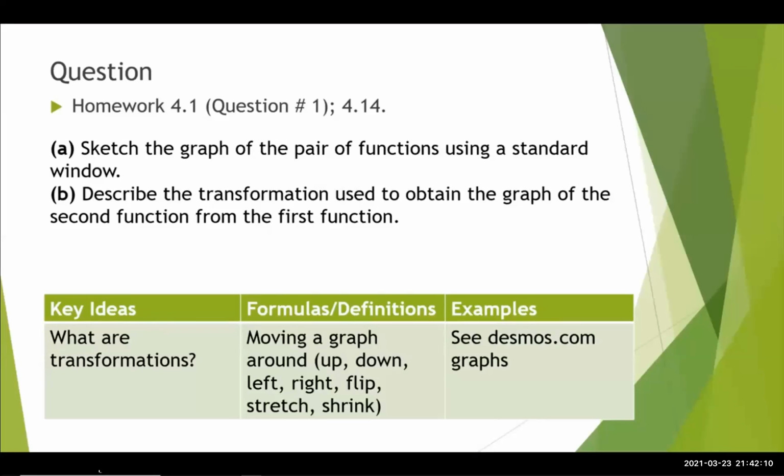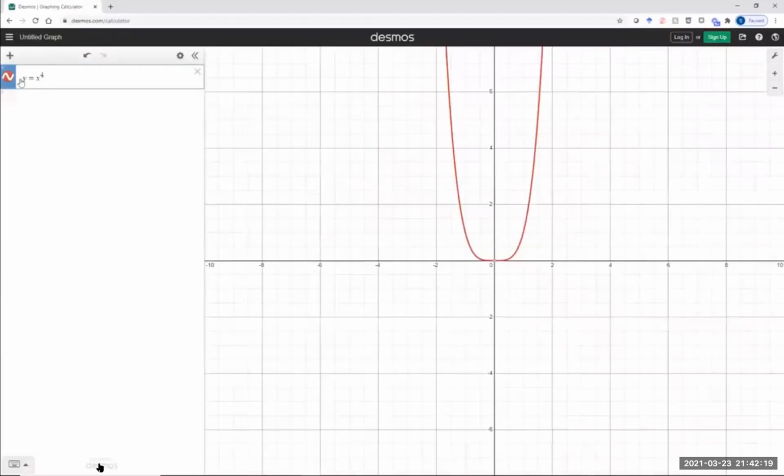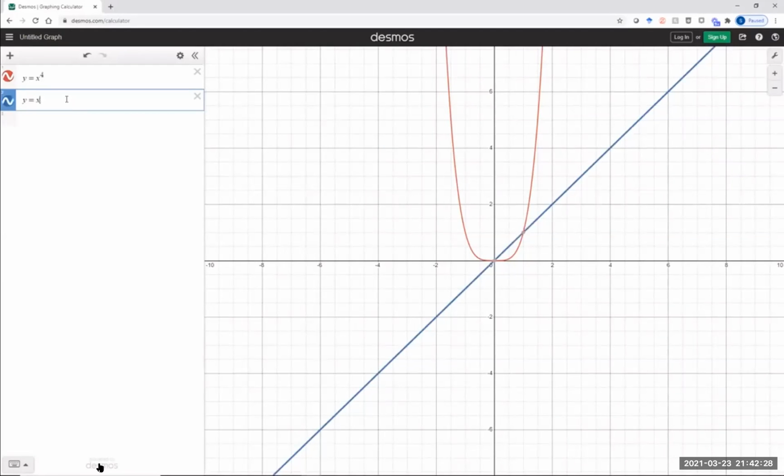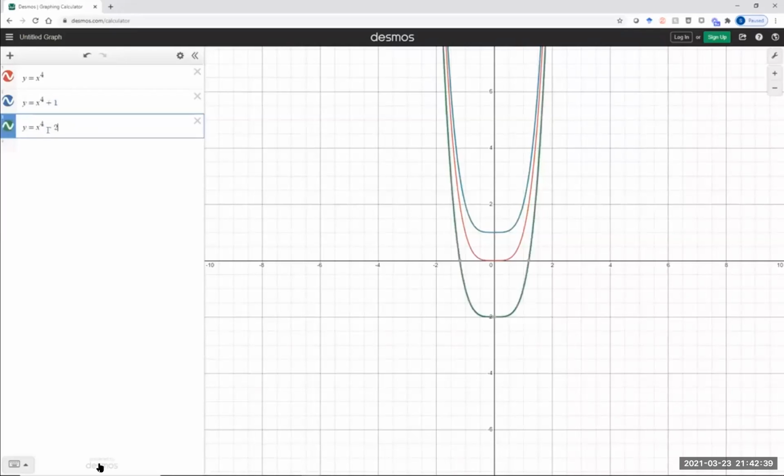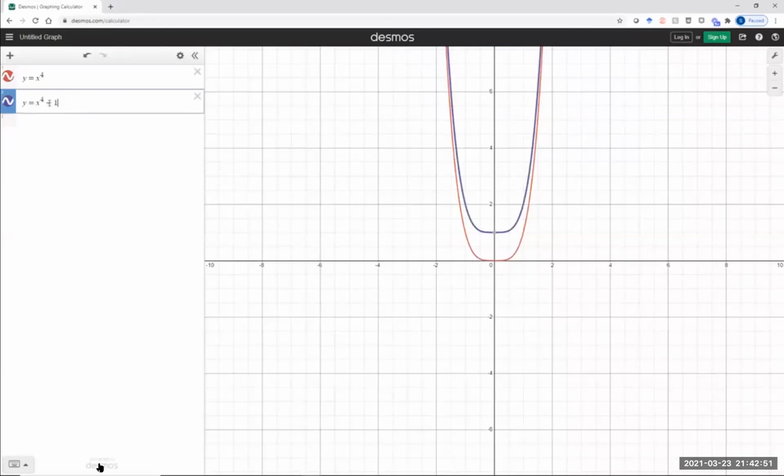We're going to look at desmos.com now. Desmos.com is a free online graphing calculator. It's very powerful and very helpful. So I'm going to show the example of y equals x to the fourth. The red line is that graph. We're going to apply some transformations. Notice how I'm going to start with y equals x to the fourth. If I add a value onto it, say a 1, it moves the whole graph up by 1 unit. Similarly, I could subtract 2 and notice how it shifts the entire graph down by 2 units. So anytime you add or subtract something from a graph, you get a vertical transformation.